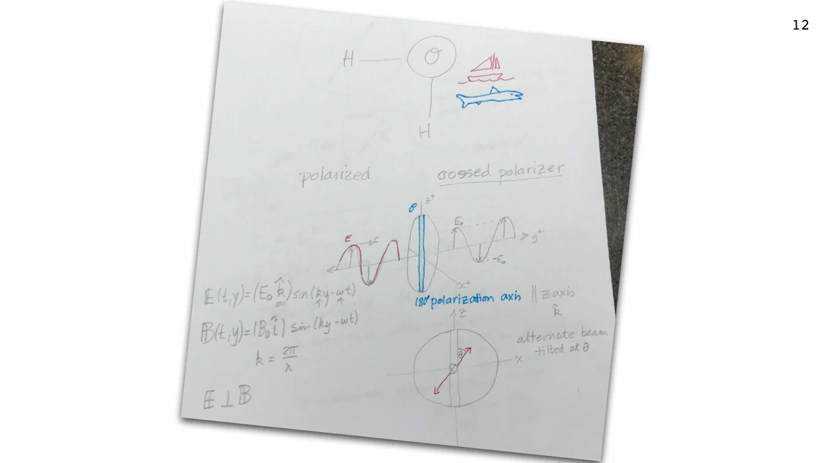All right, let's look at an alternate beam that's tilted at theta, some angle theta. So now the polarization axis here is still parallel to the z-axis. So go ahead and draw in the z-axis here if you want. I'll just kind of gently sketch it in here. Okay, so there's your z-axis. And we'll go ahead and sketch the x-axis here. And the y-axis is the one into the page.